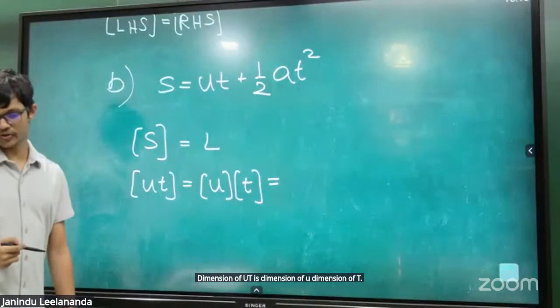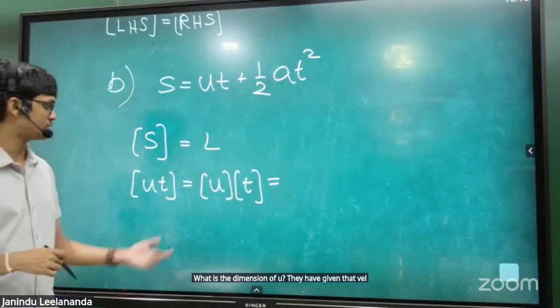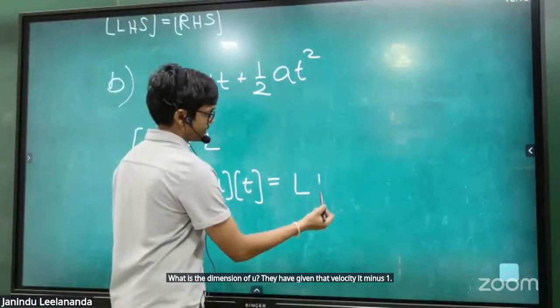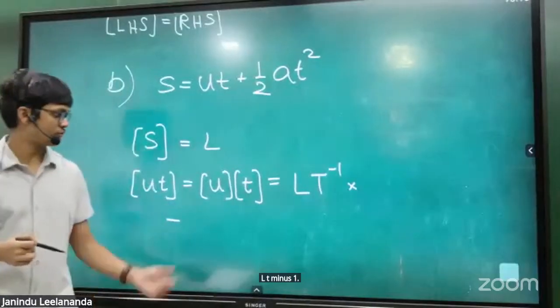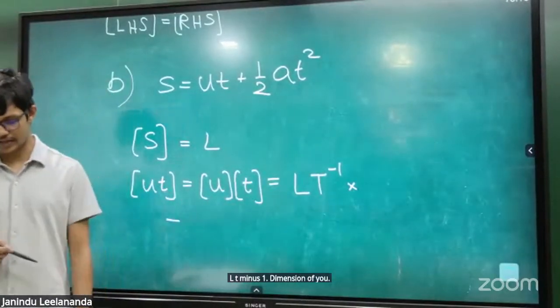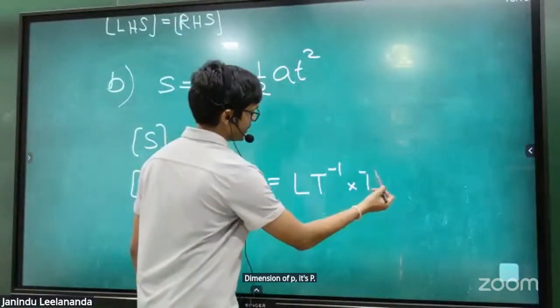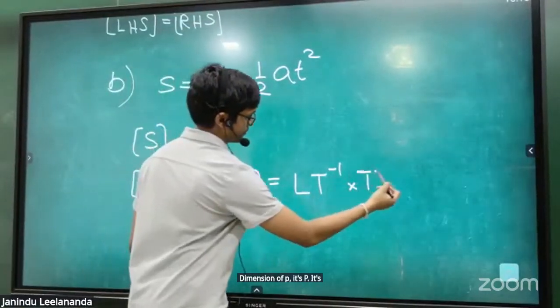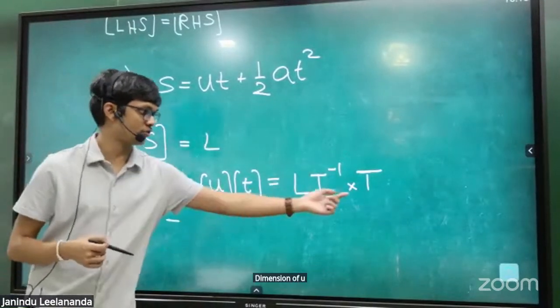What is the dimension of u? They have given that velocity is LT^-1. So the dimension of u is LT^-1, and the dimension of t is T. Dimension of u, LT^-1. Dimension of t, T.